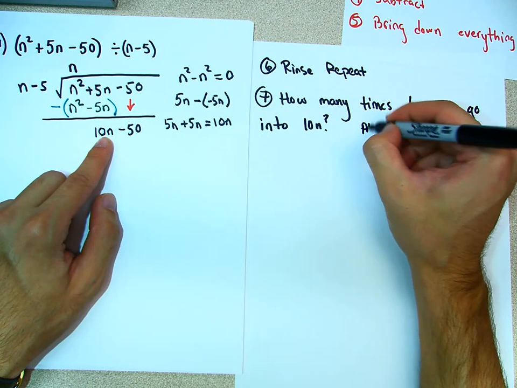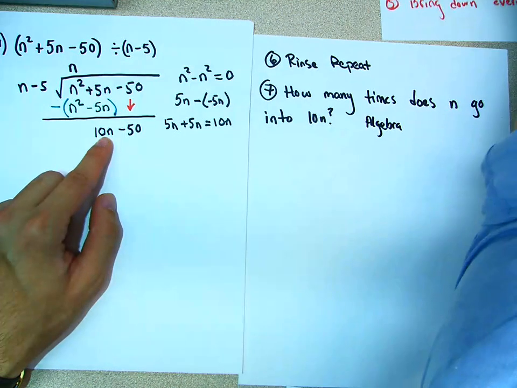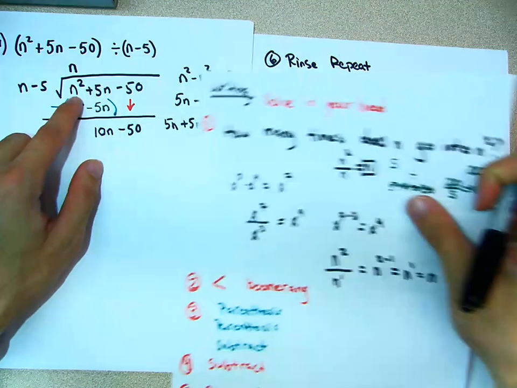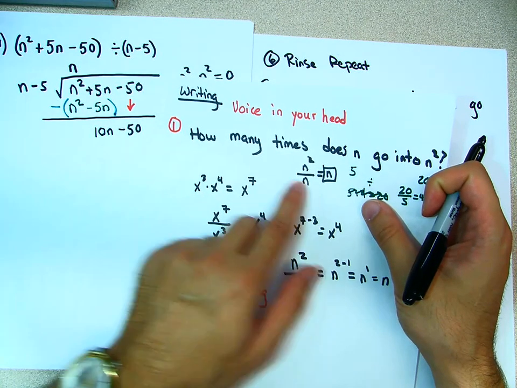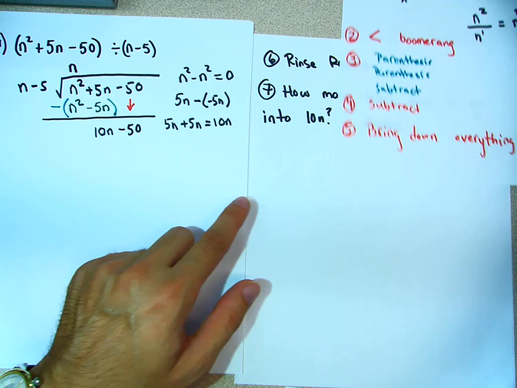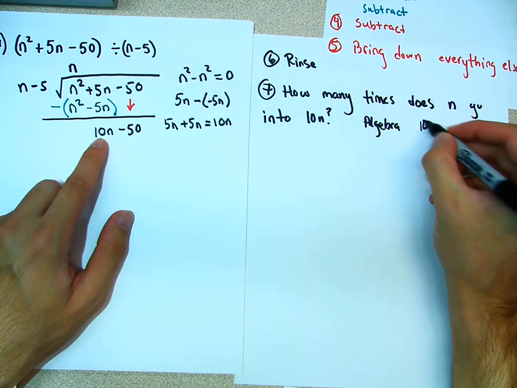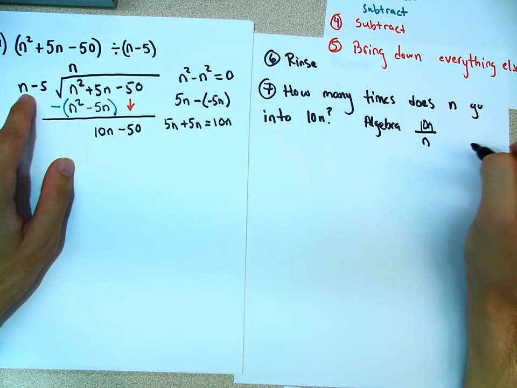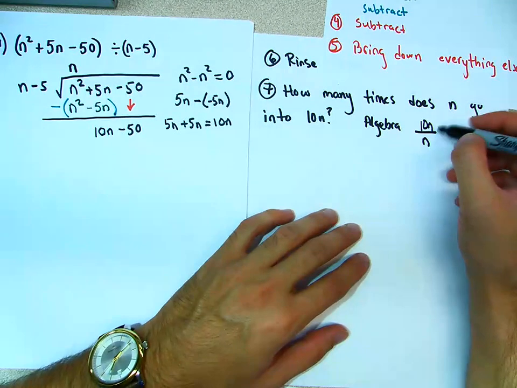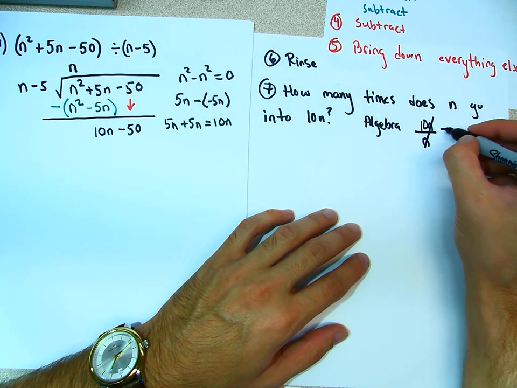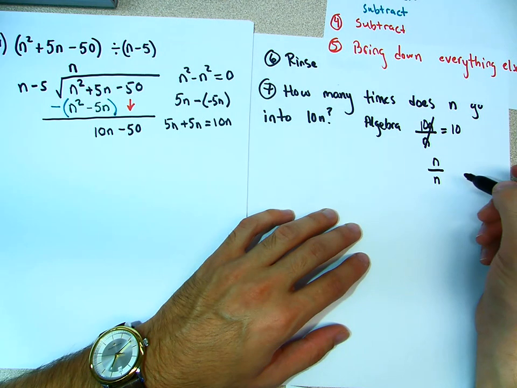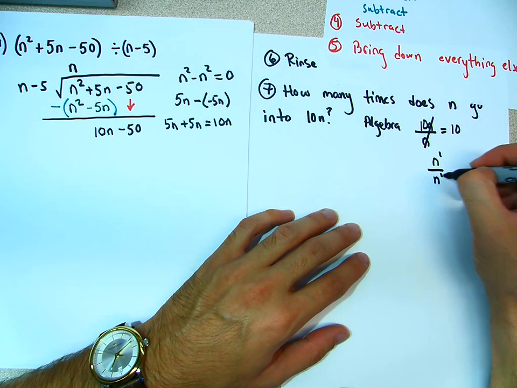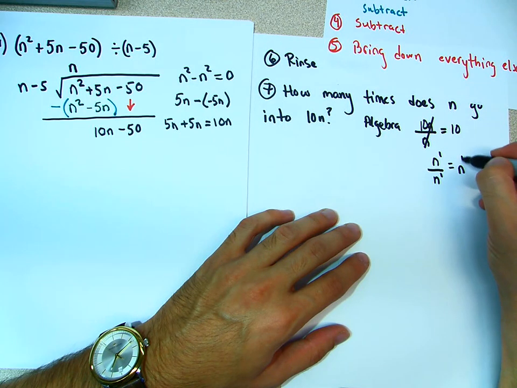Question mark, right? And what is the algebra you're doing? When I say how many times does n go into n squared, I do n squared divided by n. Here, I'm doing 10n divided by n. And what is 10n divided by n? This cancels. This is just 10. If you say, Mr. G, why is n divided by n 1? Well, remember, this is n to the 1 and this is n to the 1, so this is n to the 1 minus 1, which is n to the 0.